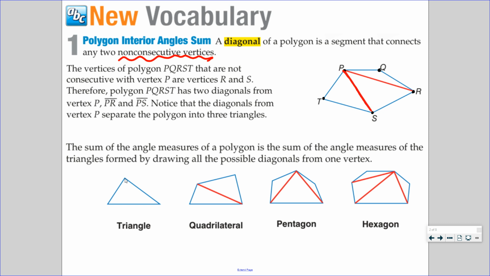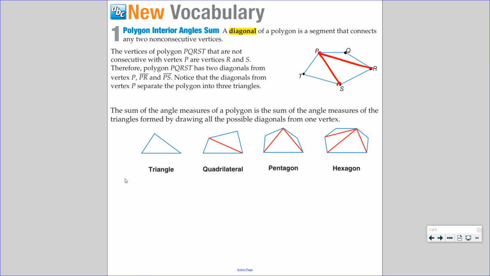Good. So I could connect it to S. That would be a diagonal. I could go from P to R. That would be a diagonal. Any segment that connects two non-consecutive vertices. All right, so what this helps us do is find our first little formula here, looking at the sum of the angle measures of the interior angles. Okay? So let's start with what we know.